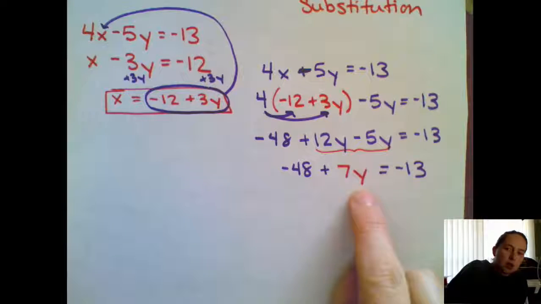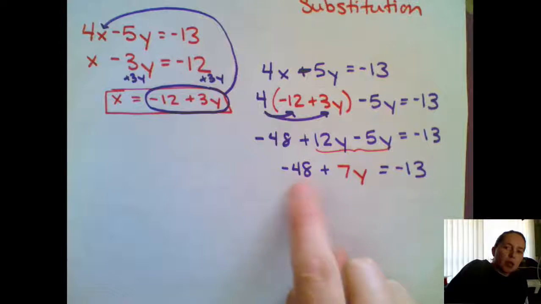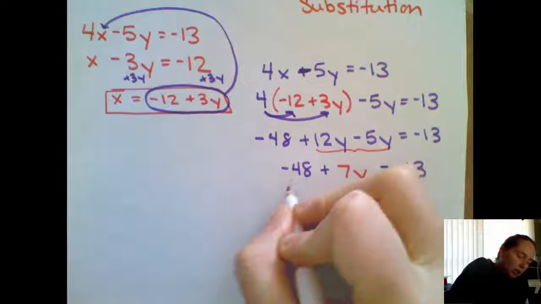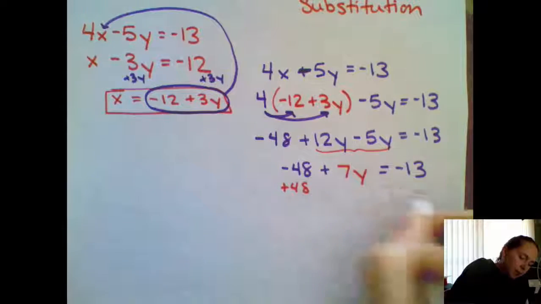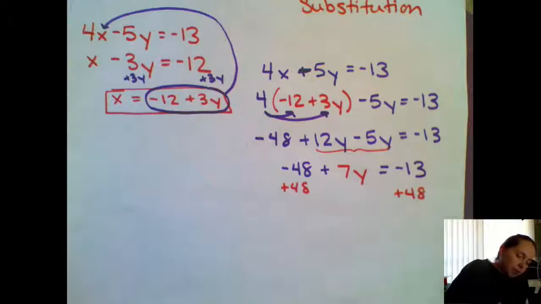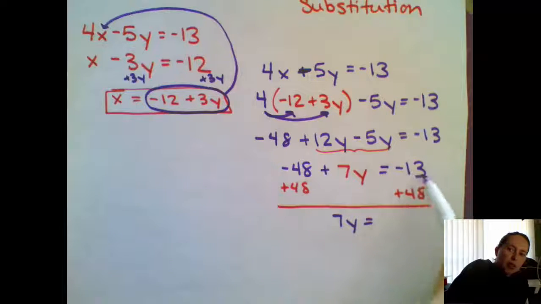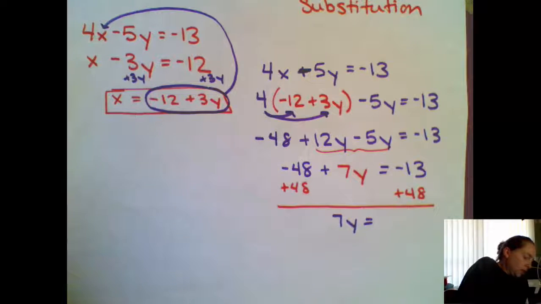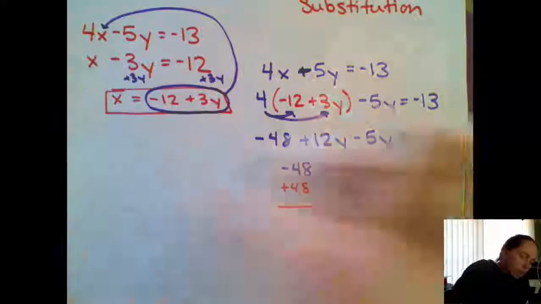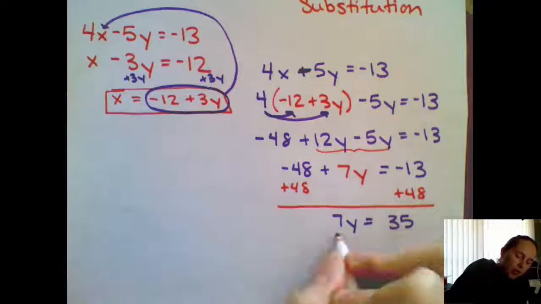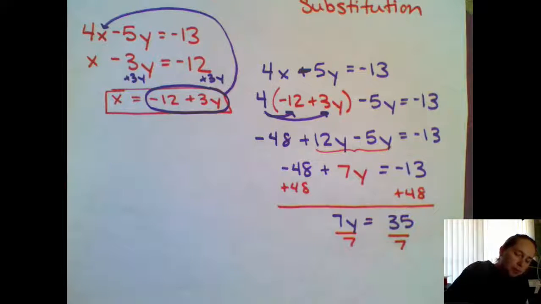Now our job is to get this y by itself. So this negative 48 needs to move to the other side. So since it's negative, we're going to add 48. Add 48. 7y equals whatever negative 13 plus 48 is. It is 35. We would divide by 7, and y equals 5.